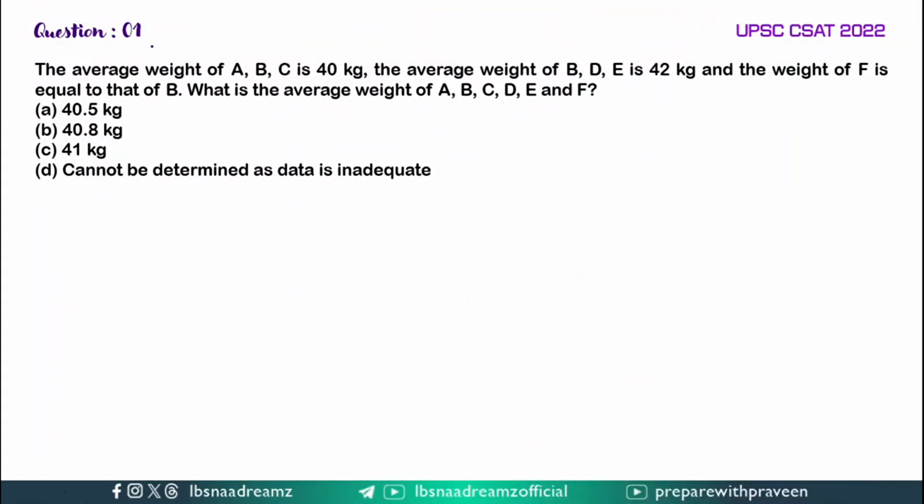Question number 1. The average weight of ABC is 40 kg. The average weight of BDE is 42 kg and the weight of F is equal to that of B. What is the average weight of A, B, C, D, E and F? First, let us write the data they have given in the question.